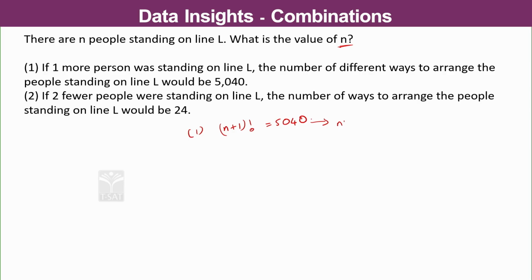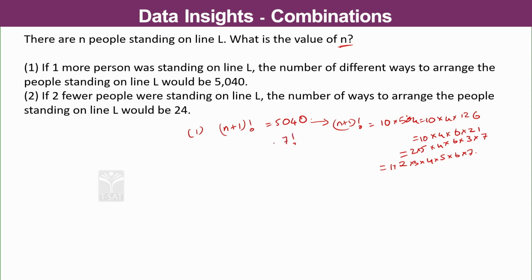You can say that (n plus 1) factorial is equal to 5040, which is nothing but 10 into 504, which is equal to 10 into 504. 504 is 4 into 126, 4 ones are 4, 4 twos are 8, 4 sixes are 24, so it is 10 into 4 into 6 into 21, which is 3 into 7. 10 can be written as 2 into 5. So, you can write this as 1 into 2 into 3 into 4 into 5 into 6 into 7. So, therefore, 5040 is nothing but 7 factorial.